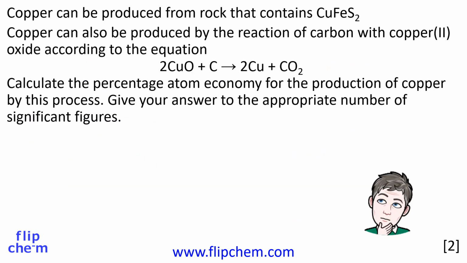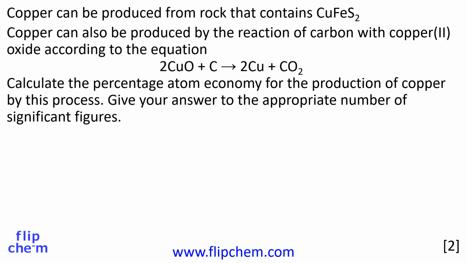Here's the final part of the question. Copper can also be produced by the reaction of carbon with copper(II) oxide according to the equation 2 CuO + C → 2 Cu + CO2. Calculate the percentage atom economy for the production of copper by this process. Give your answer to the appropriate number of significant figures.